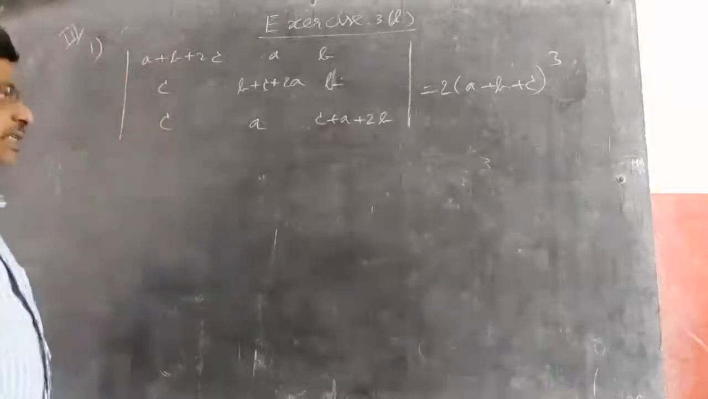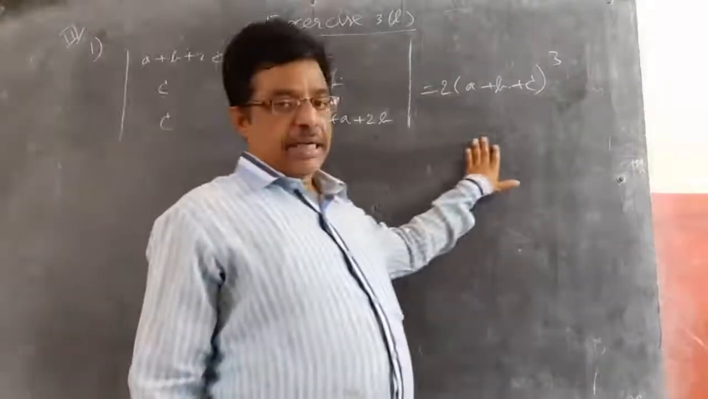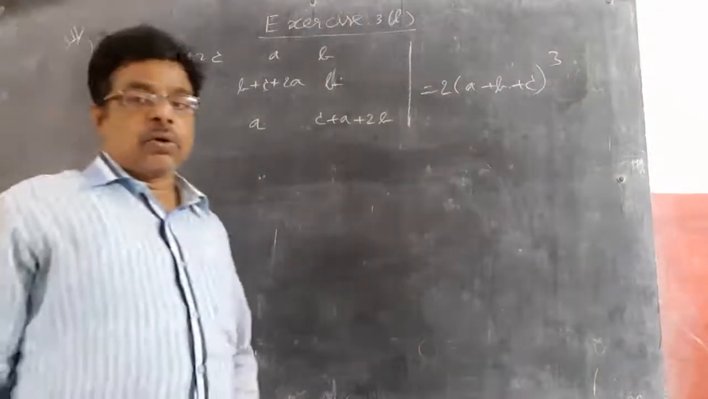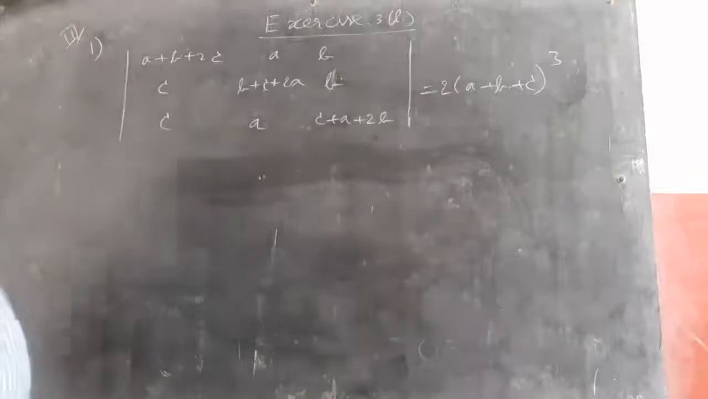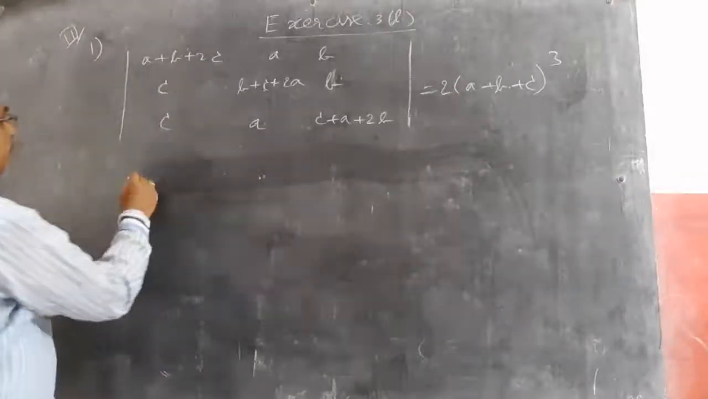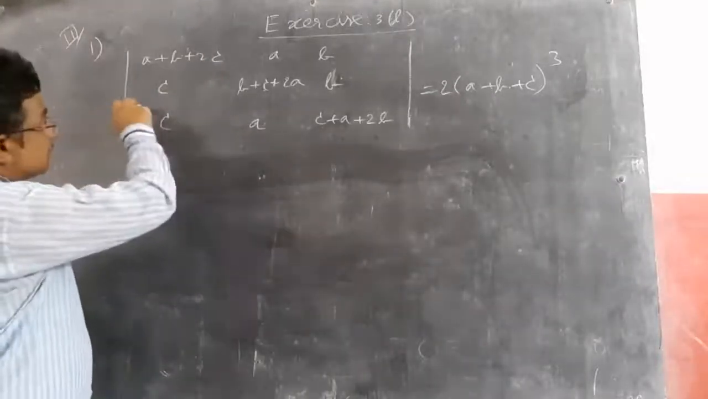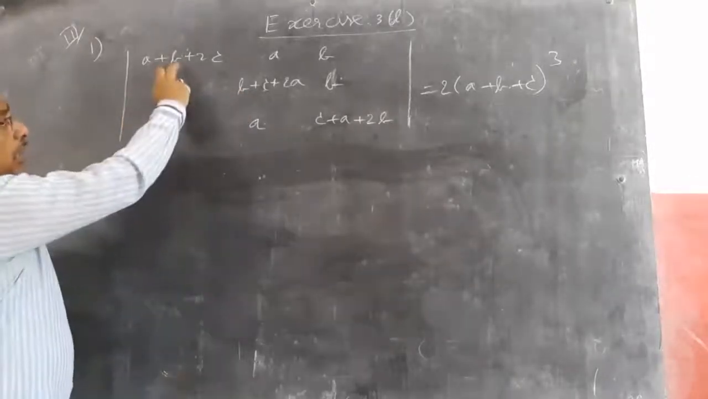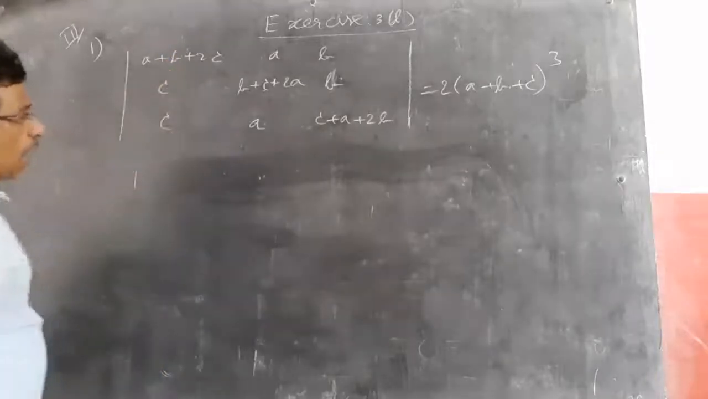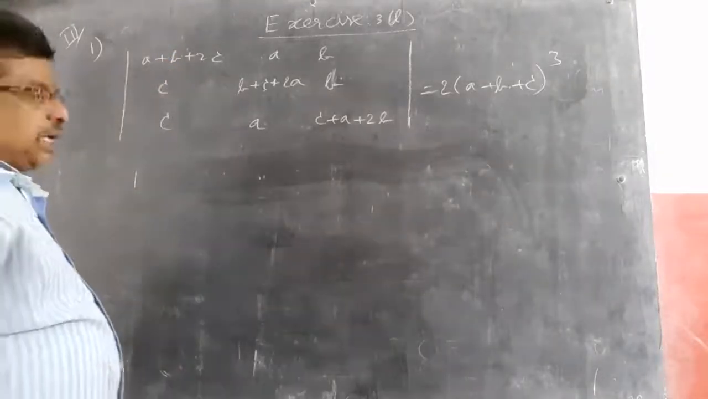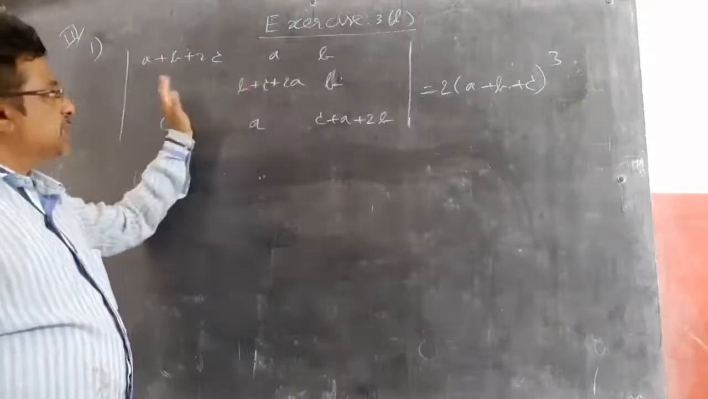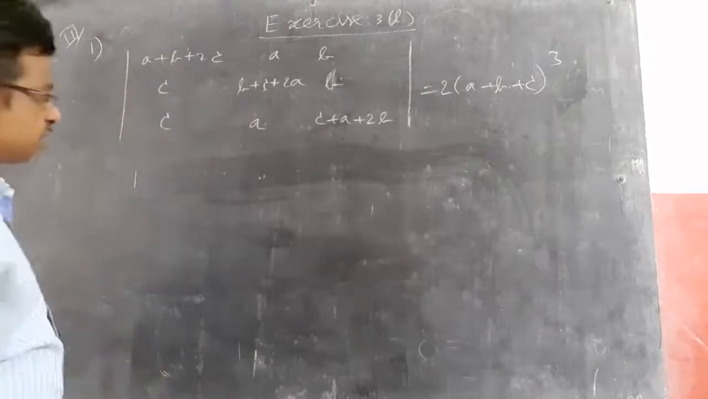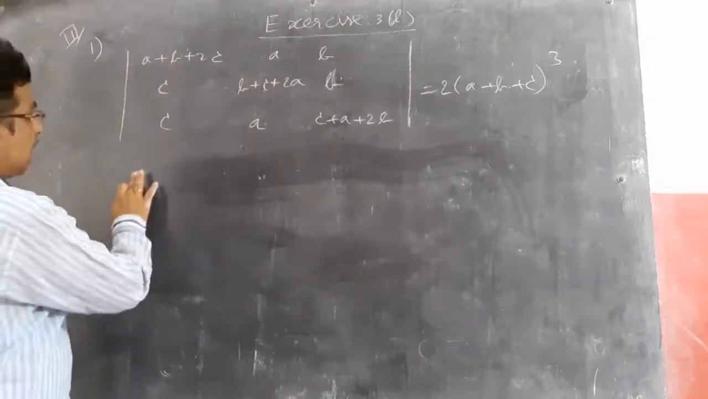We will apply our fourth property as usual: multiplying any row or column with k and adding it to some other row, its determinant value is unaltered. So using that property, I will multiply this with minus 1 and add it to R1. Or another way is adding C1 plus C2 plus C3. Any of the two ways you can do, either row operation or column operation.